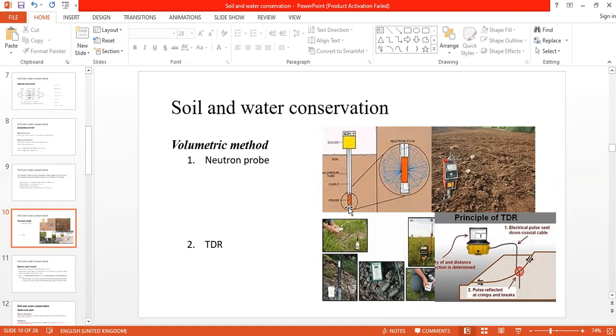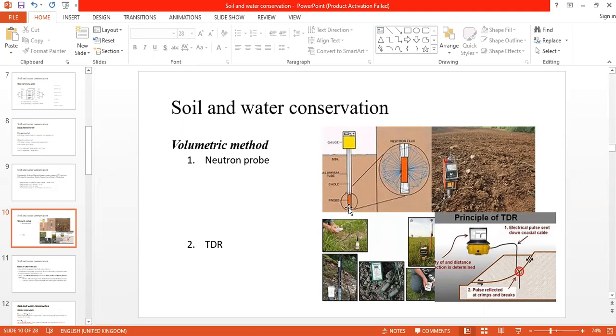So what you do now is use a relationship between speed and water content to estimate how much water is there. The slower the speed, the more water there is in the soil. So that's the principle of how it works.